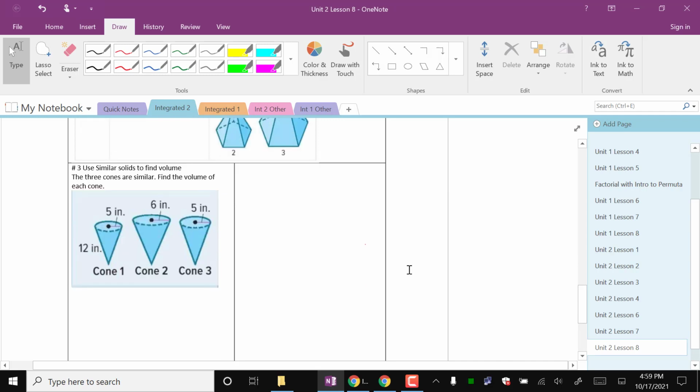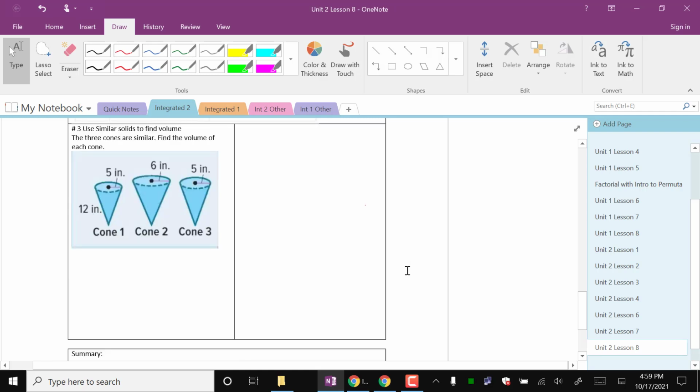It says use similar solids to find the volume. The 3 cones are similar. Find the volume of each cone. If I take a look at the first cone, I have my radius of 5. I don't have my height, so I'm going to have to use the Pythagorean theorem. a squared plus b squared equals c squared. So that's going to be 5 squared plus h squared, because that's what we're solving for, our height, equals 12 squared. So we have 25 plus h squared equals 144.